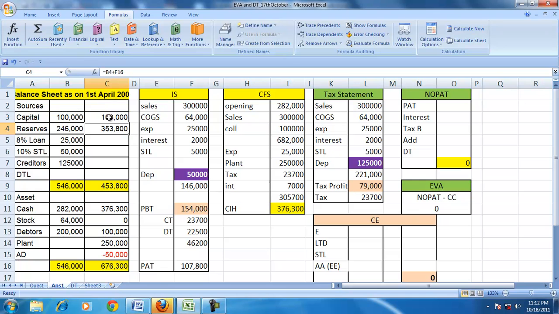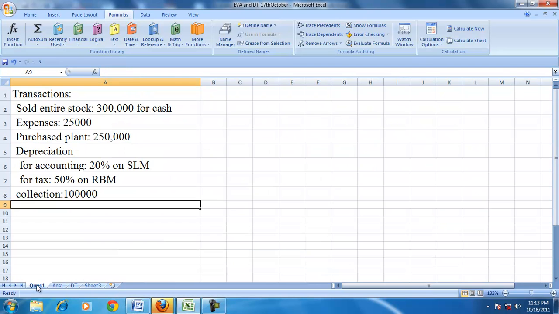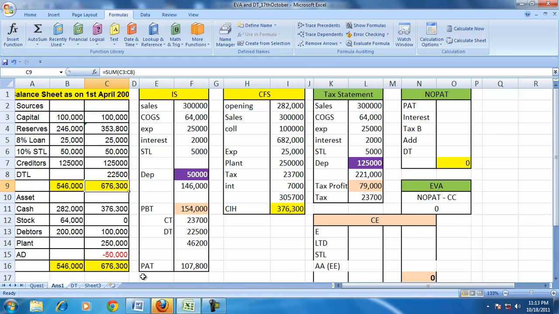No change in the capital, no change in the loan, no change in the short term, no change in the creditor. But we can see that expenses in the income statement for taxation is more than the payment made, so the excess of expense over the payment will be treated as a deferred tax liability. So the balance sheet tallies. So we converted the set of transactions into the financial statement. So the company is having a positive PAT of 107,800.